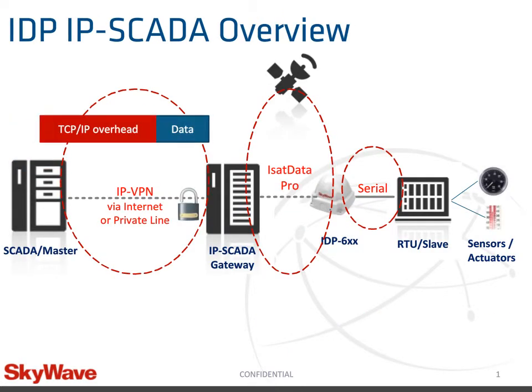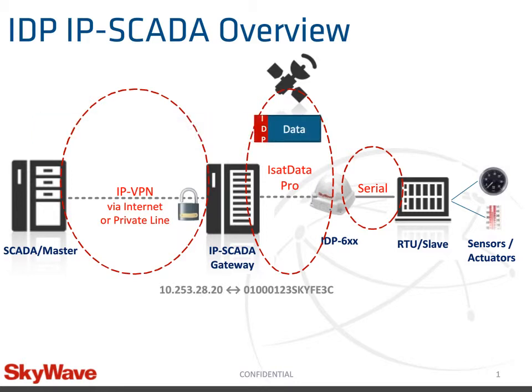IDP IP-SCADA Overview. How it works is as follows. The SCADA master sends data, typically a poll, encapsulated in TCP/IP over an IP VPN to a unique private IP address associated with an individual remote device. Skyway's IP-SCADA gateway maps the private IP address of the remote to an IsatData Pro mobile ID, removes the TCP/IP overhead, adds a very small IsatData Pro overhead, and sends the data across the network.